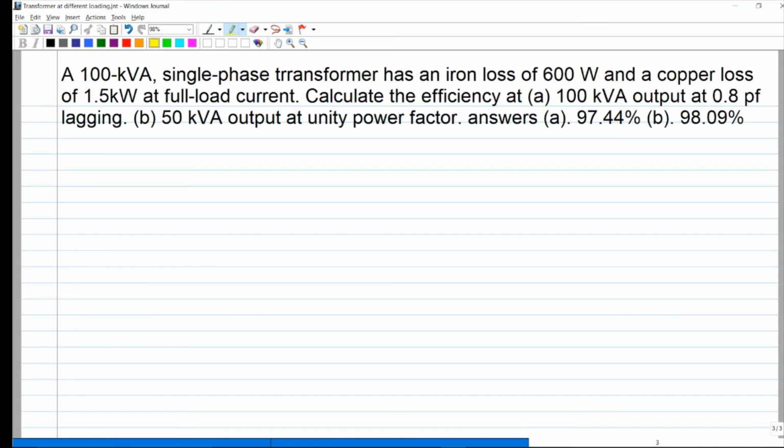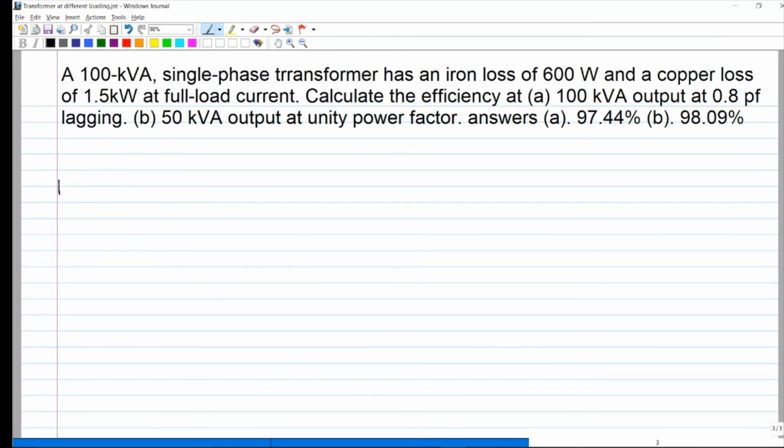Para sa ating last problem, a 100 kVA single-phase transformer has an iron loss of 600 watts and a copper loss of 1.5 kilowatts at full load current. Calculate the efficiency at letter A, 100 kVA output at 0.8 power factor lagging, and letter B, 50 kVA output at unity power factor. Sa ating technique sa pagsusolve ng efficiency ng isang single-phase transformer ay ganito, di ba?